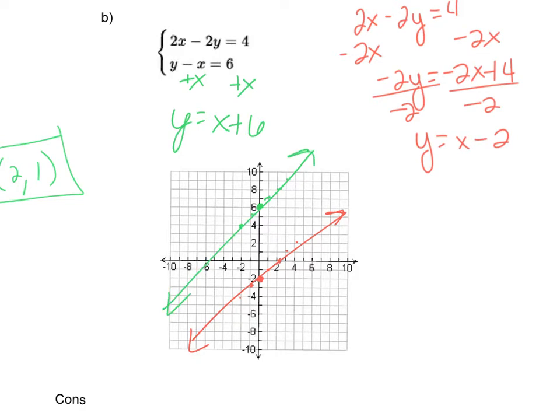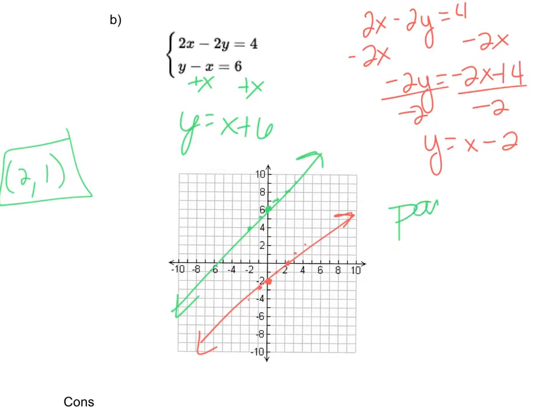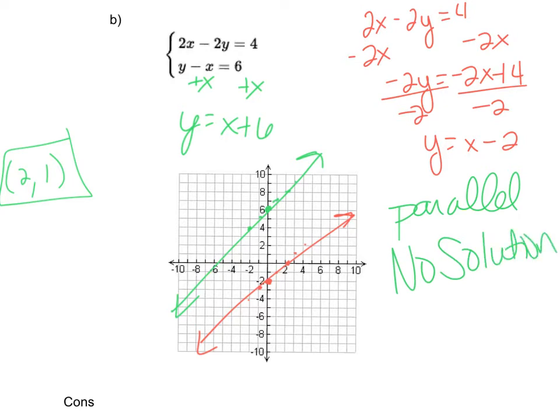All right, what do you notice about these 2 lines? Well, they're parallel. So if they're parallel, where are they going to intersect? They're not, right? They're parallel, never going to intersect. So if they're parallel lines, there's going to be no solution, ever. So your answer would be no solution.